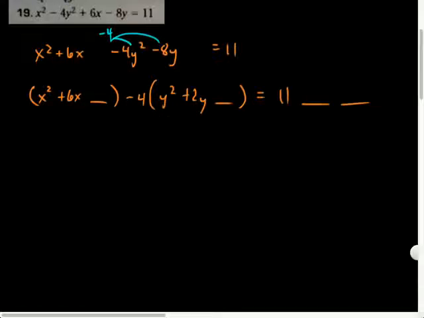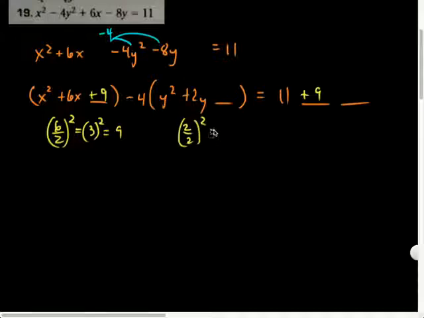So, double complete the square. 6 over 2 is 3. 3 squared is 9. Add 9 here. Adding 9 in the world of parentheses was really adding 1 times 9, which was adding 9. So I'm going to have to also add 9 on the right-hand side. For the world of y's, 2 over 2 squared equals 1 squared equals 1. So adding 1 in the world of parentheses was really subtracting 4. So I have to subtract 4 over there.